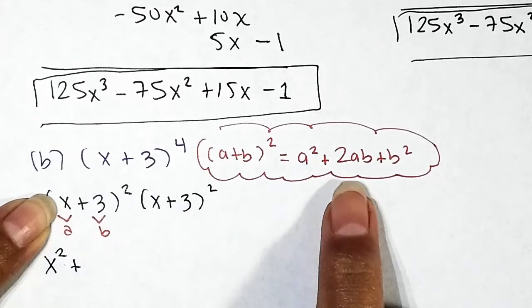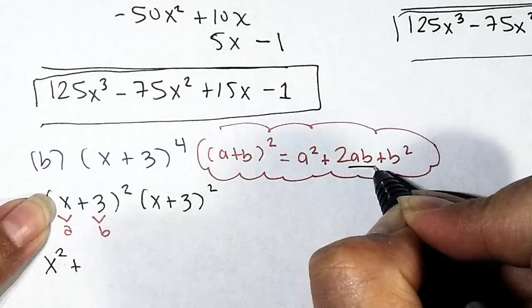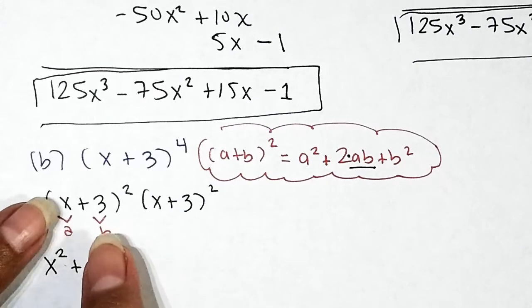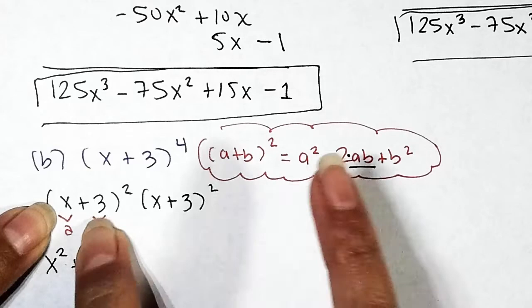Plus, the middle term is of the form 2ab, so find the product of a and b and then double it, or multiply it by 2. Product of x and 3 is 3x. 3x times 2 gives us 6x.